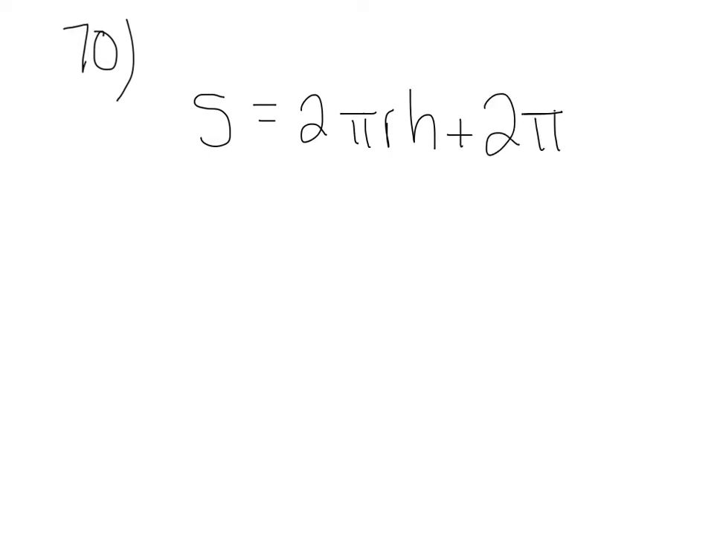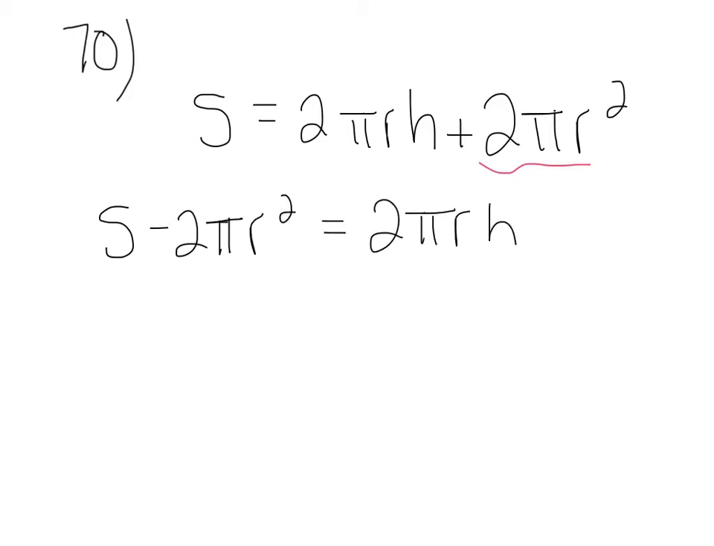Okay, so for number 70, first I'm going to write the formula. I have S is equal to 2 pi RH plus 2 pi R squared. And so it says the following is the formula for the surface area of a right circular cylinder. Which equation shows the formula correctly solved for H? So the first thing I'm going to do is start with what h isn't involved with, which is 2 pi r squared, and subtract it over. So I have s minus 2 pi r squared is equal to 2 pi rh.